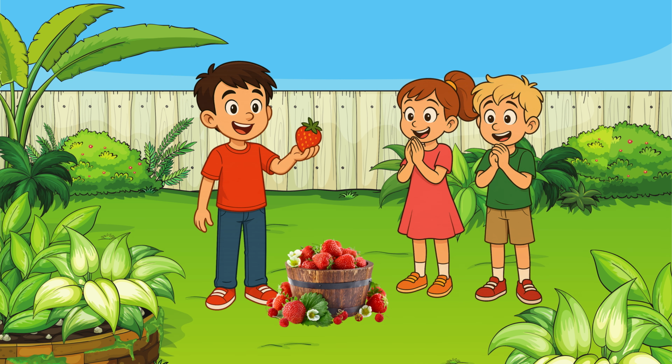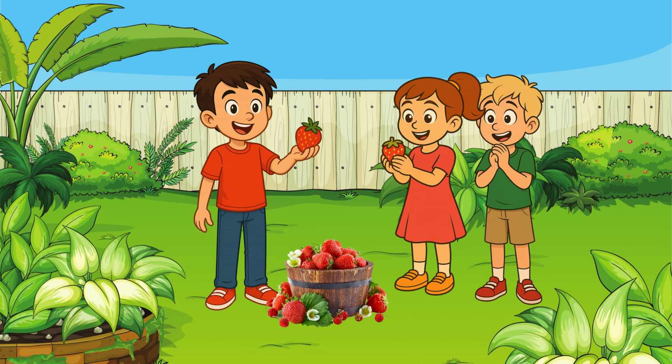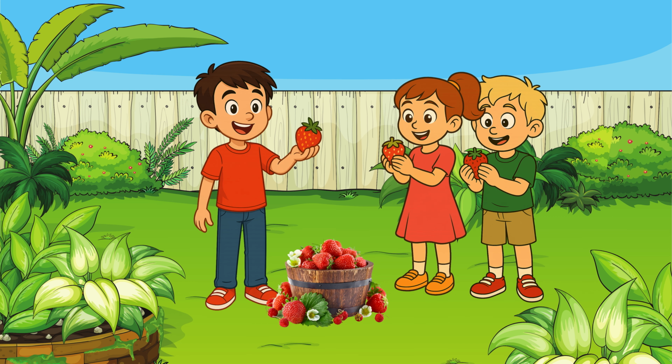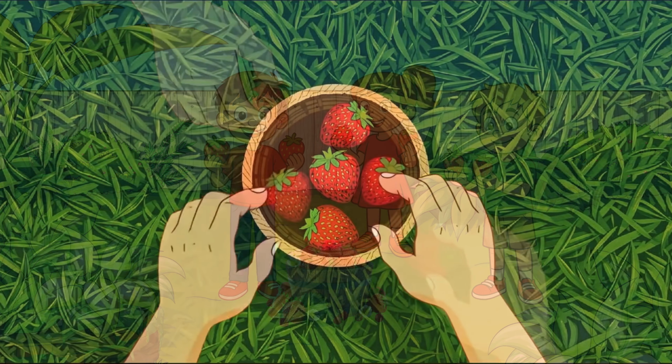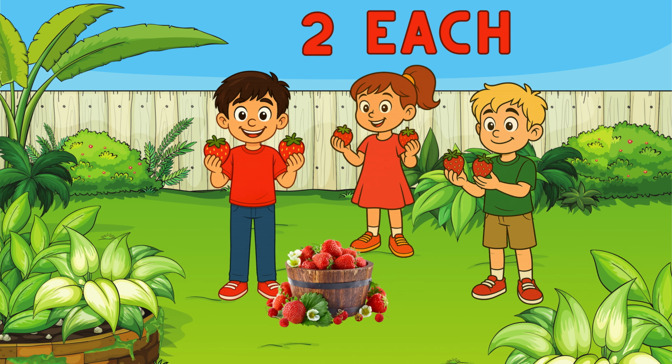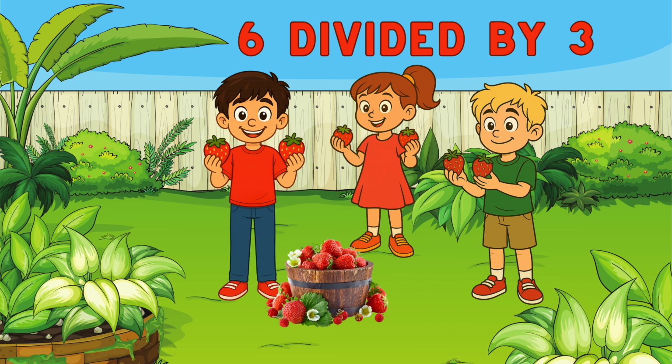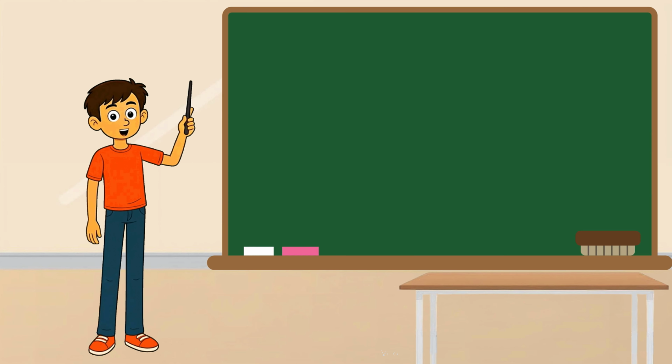We hand them out. 1 for me, 1 for Luna, 1 for Kai, and again. Look at that, 2 each. We just did division. 6 divided by 3 equals 2. Let's look at the blackboard to see how that works on paper.